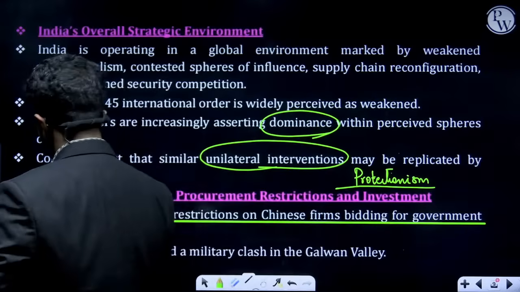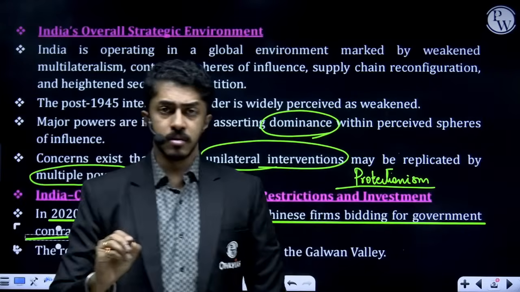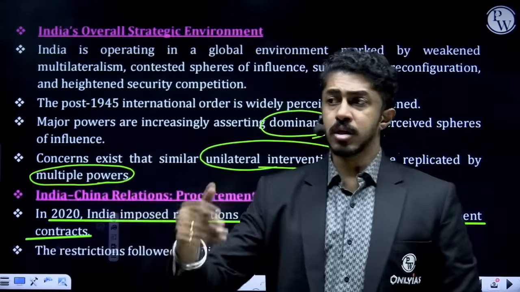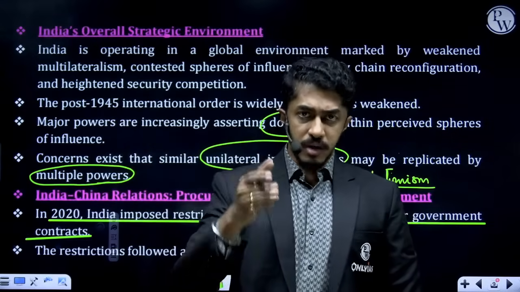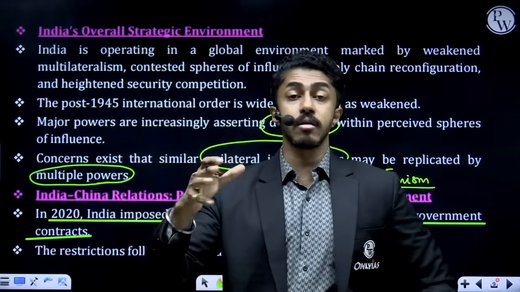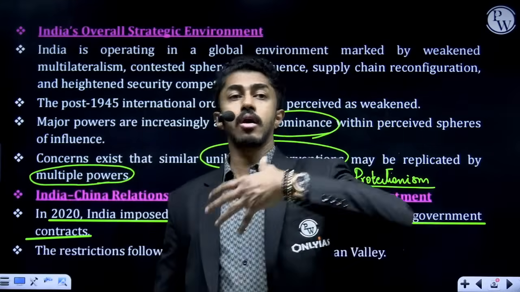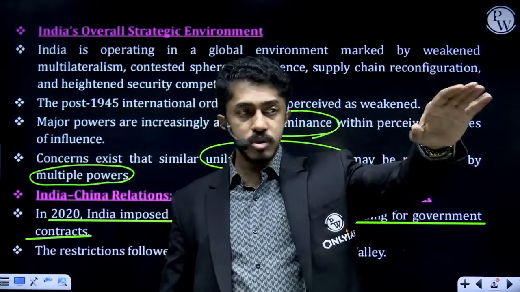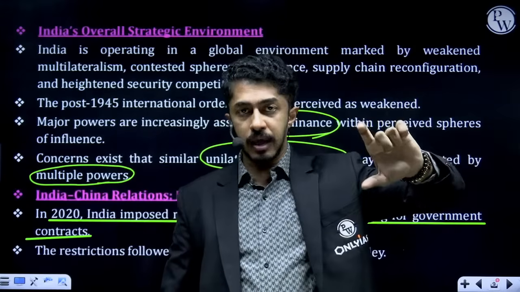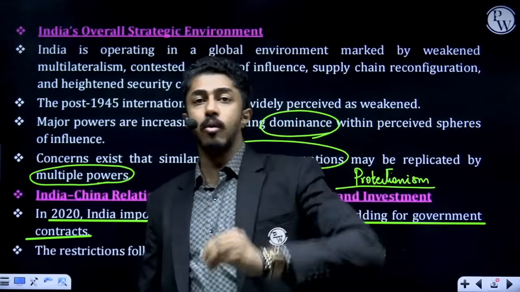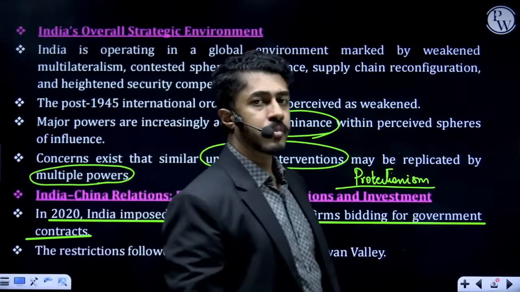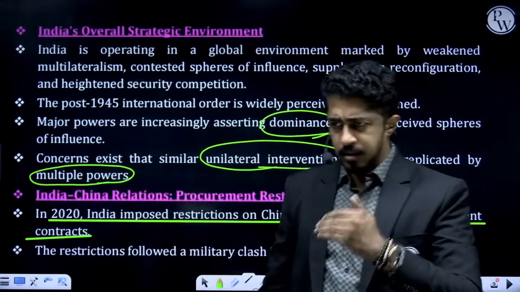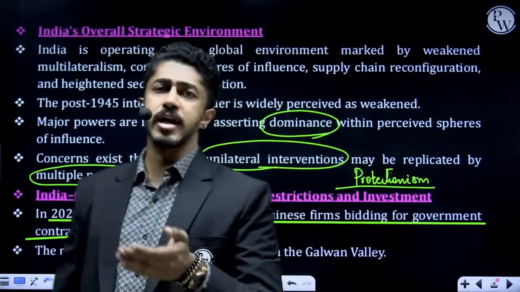Restrictions on Chinese firms bidding for government contracts. That is, Chinese companies were stopped from taking part in bidding for government contracts. Bidding for government contracts means I cannot take part in those competitive bidding areas wherever a government contract is being awarded. Why? Galwan Valley attack. If you remember, back then there was this huge boycott Chinese products movement.